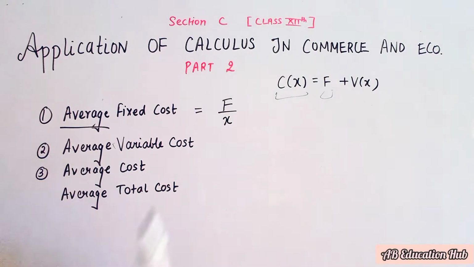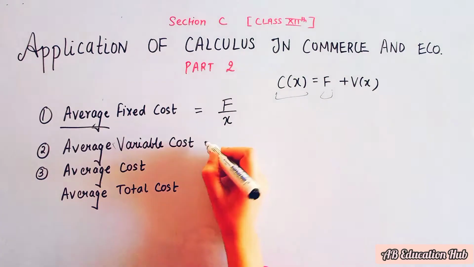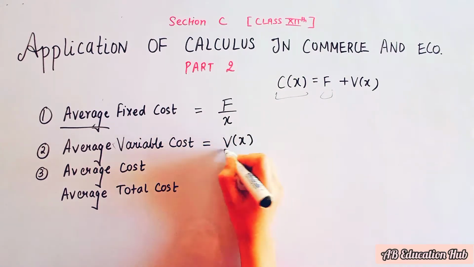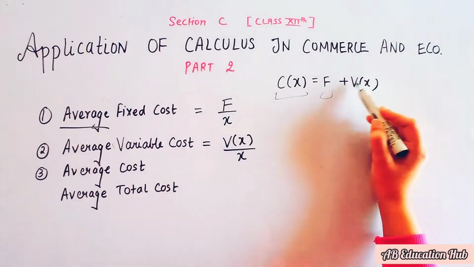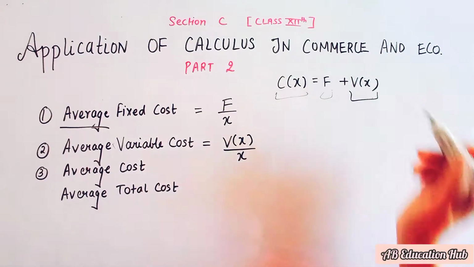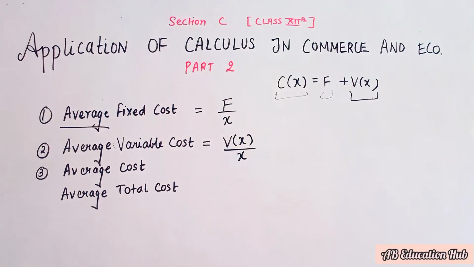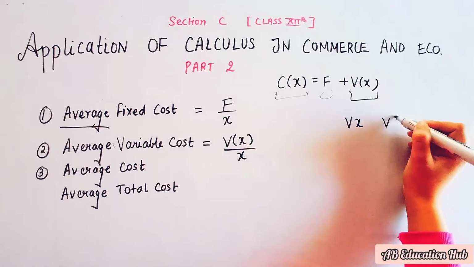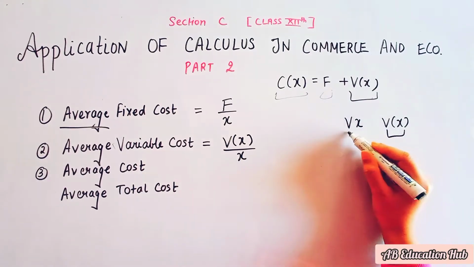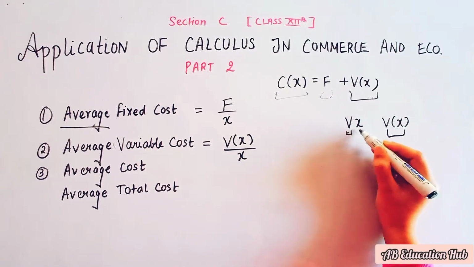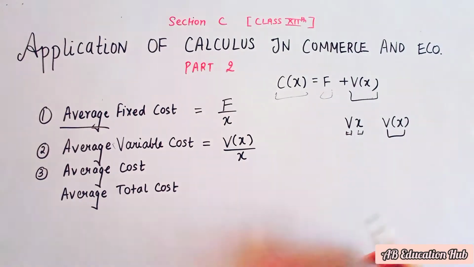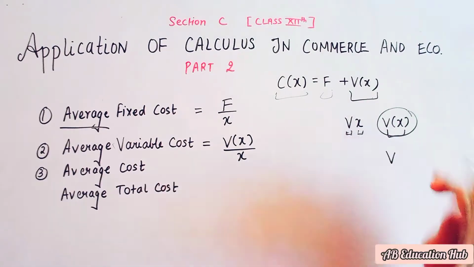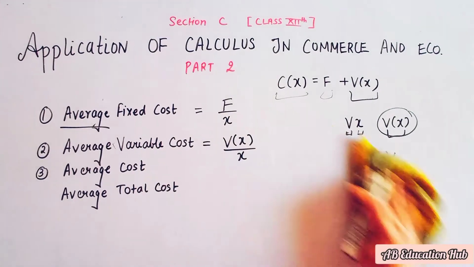And now the second is average variable cost. This will be V(x) by x. V of x means it is a function in terms of x. So don't ever be confused between V(x), that is V multiplied by x, and V of x. It is a function and it is a product of the variable cost and x. And as you know, this variable cost can also be written like V only.